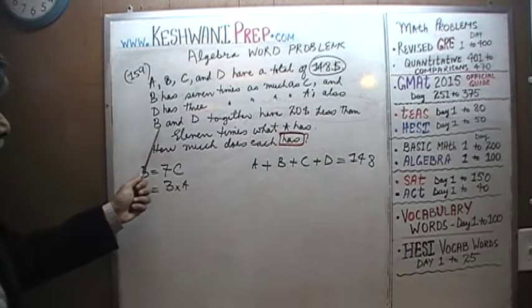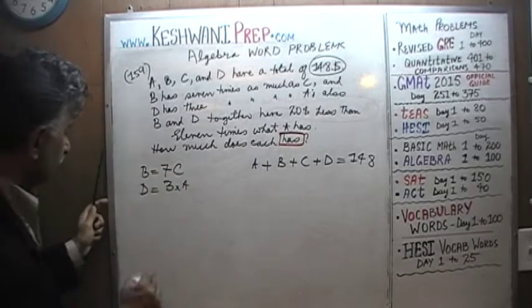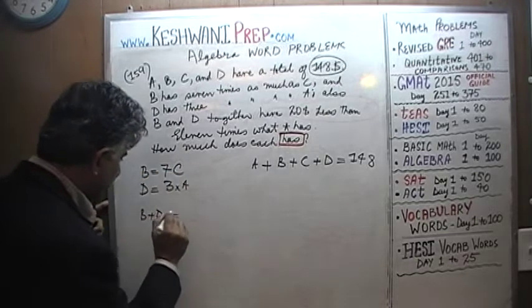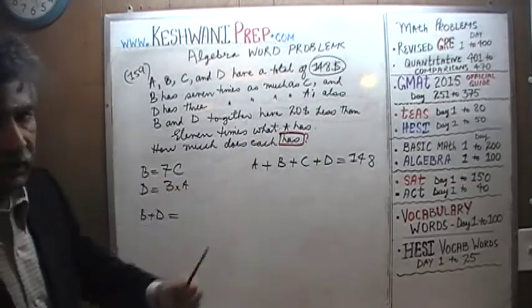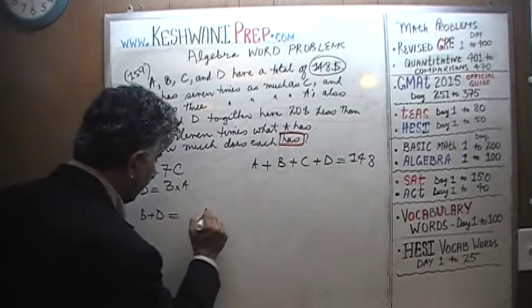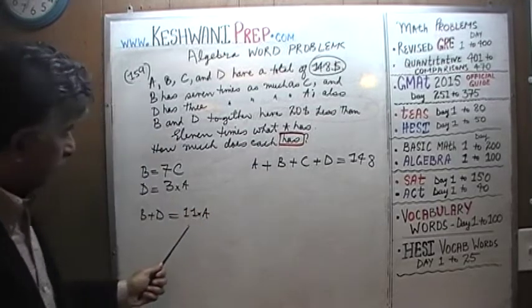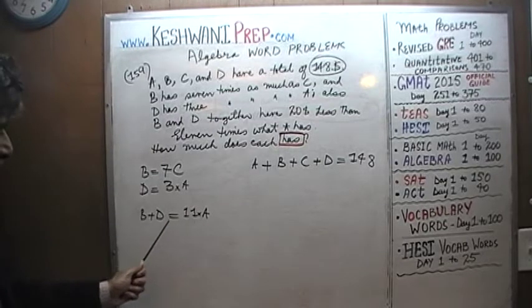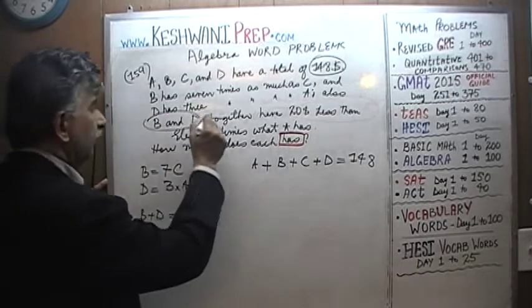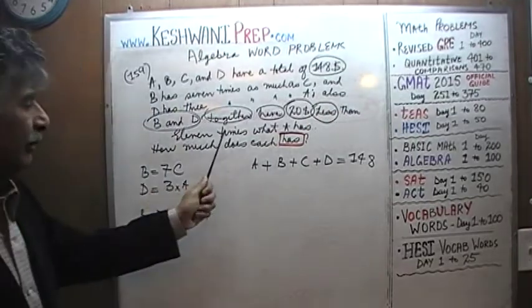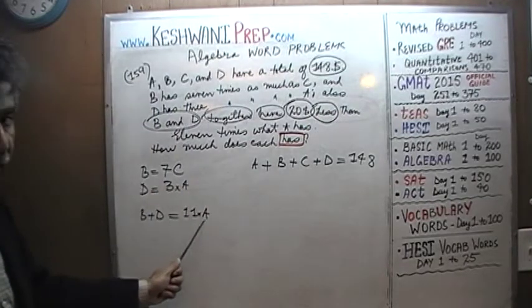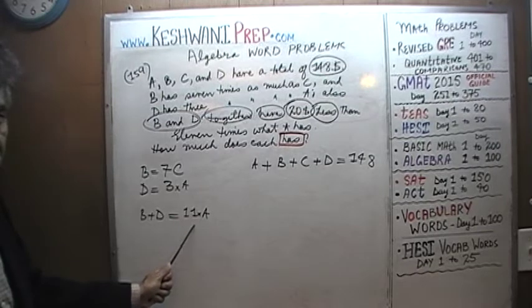They further go on to tell us that B and D together have $20 less than 11 times the amount of money that A does. So if you take the amount of money that A has and multiply it by 11, is that how much B and D have together? The answer is no, that's not true. We are told that B and D together have $20 less than 11 times the amount. They do not have 11 times the amount of money that A has, but whatever this amount is, they have $20 less than that amount.